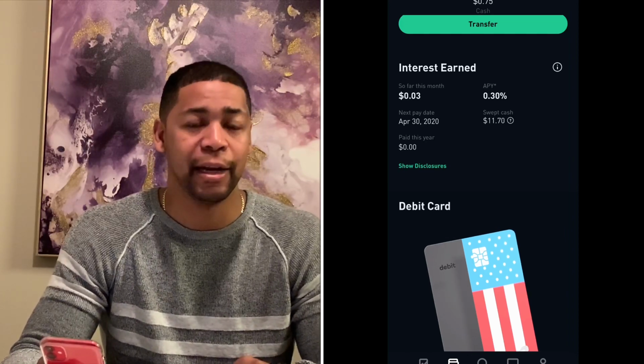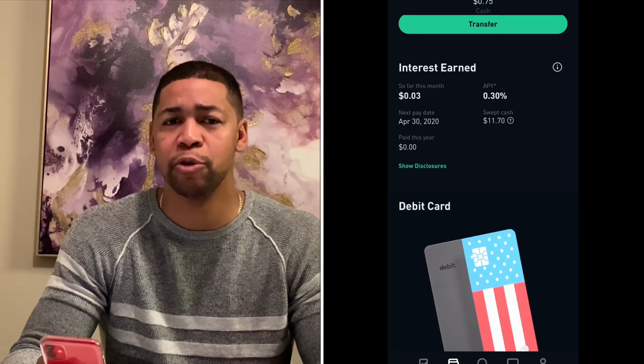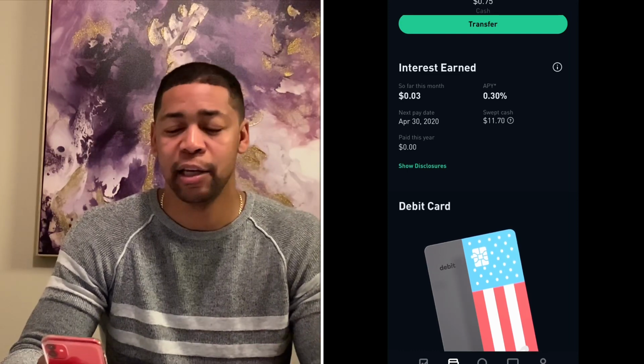0.30% is not a lot, but before that it was at like 0.20%, which is pretty decent for putting your money somewhere that's going to actually make you some cash.